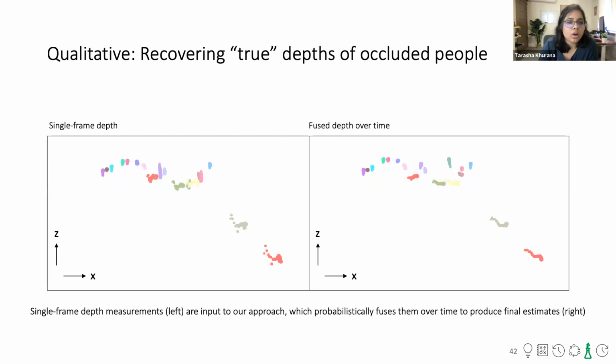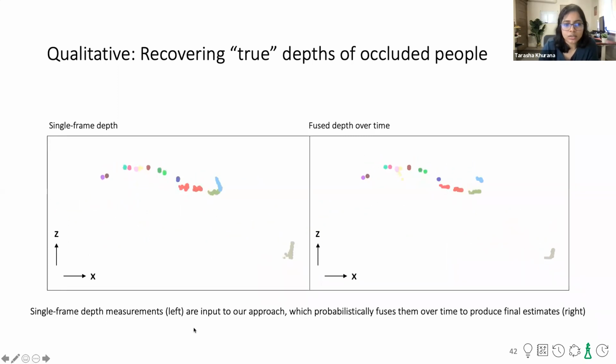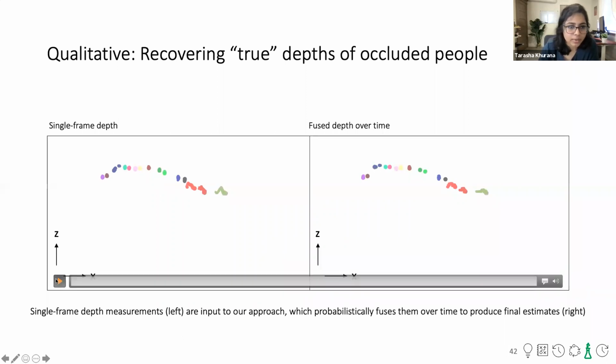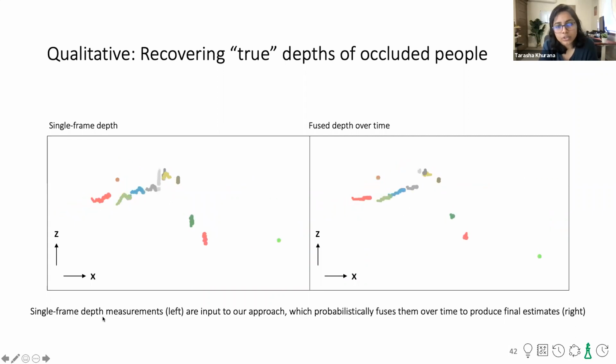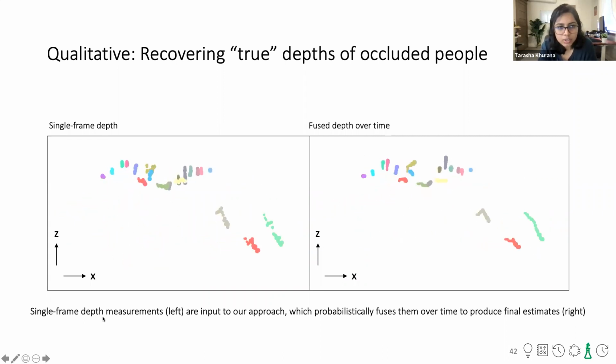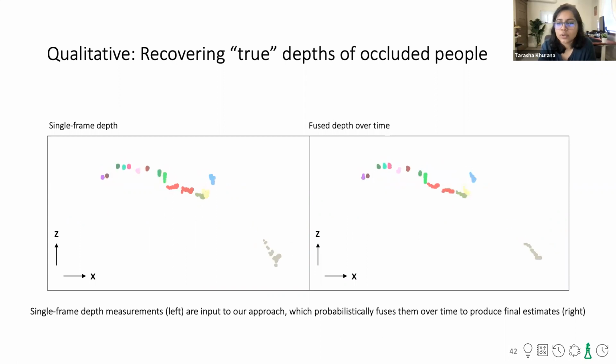So on the left, you'll see that the tracks jump a lot as the occluder passes by a person that eventually gets occluded. But on the right, this is not the case because now we are able to recover the true depths of occluded people. So the tracks don't jump in the z coordinate any longer.